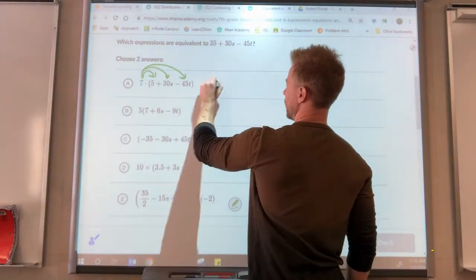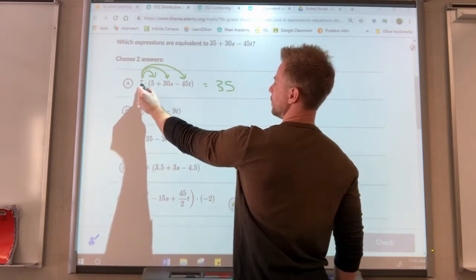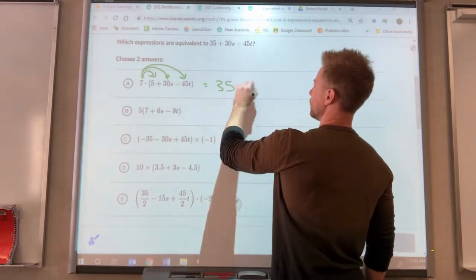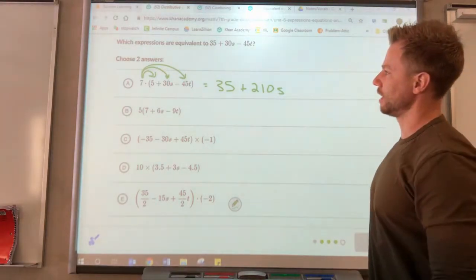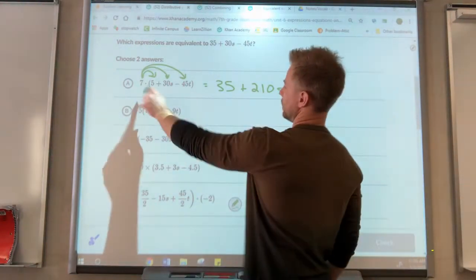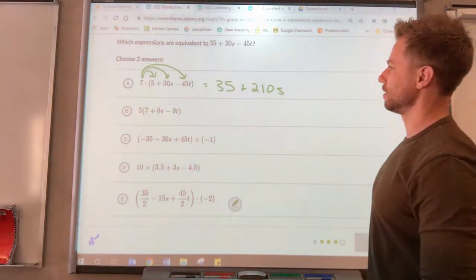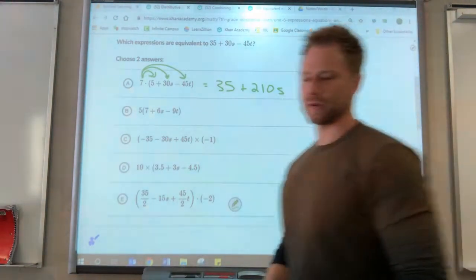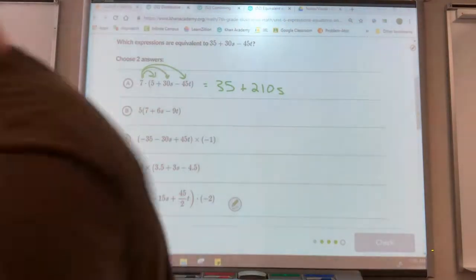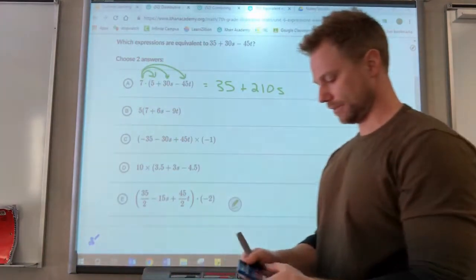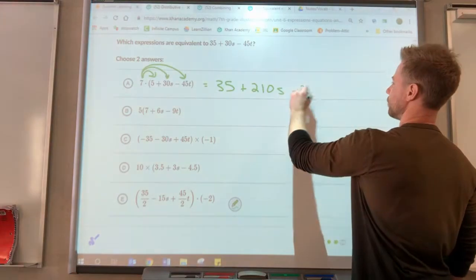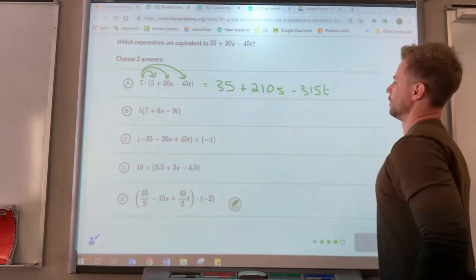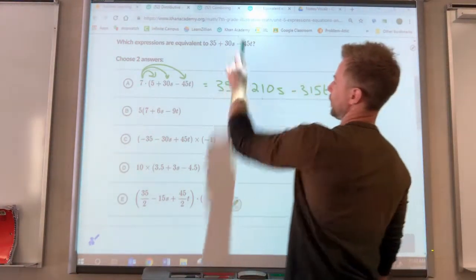So 7 times 5 is 35. 7 times 30 is 210. Don't forget the s, 210s. And then 7 times negative 45. Oh, I can't do that one in my head. 7 times 45 is 315. So it'll be negative 315t. Okay, does that match what we have up there?